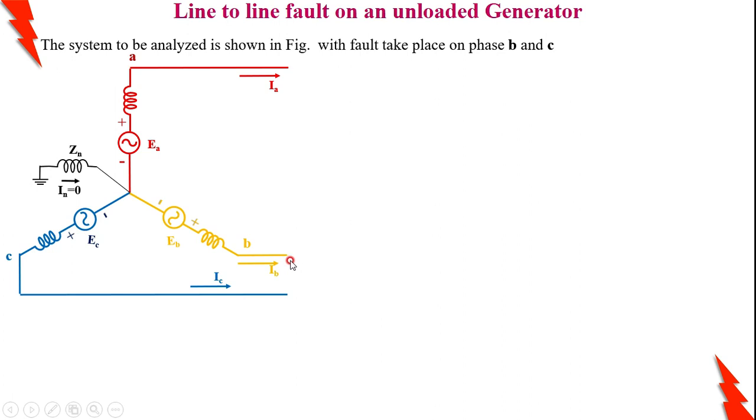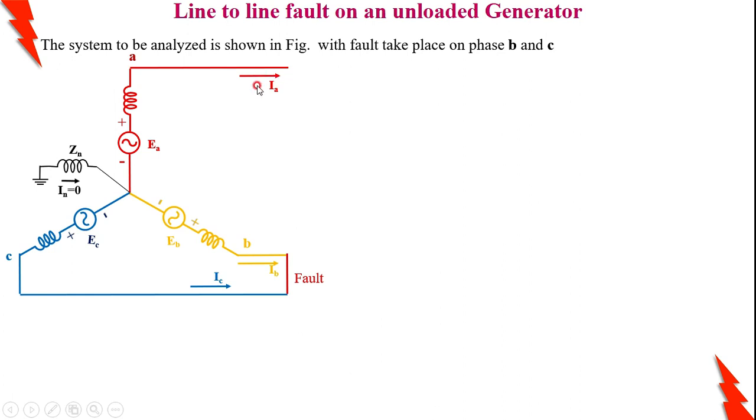Now, there is a fault occurring between B and C. When there is a fault occurring between B and C, what are the prevailing boundary conditions? That we have to look into.